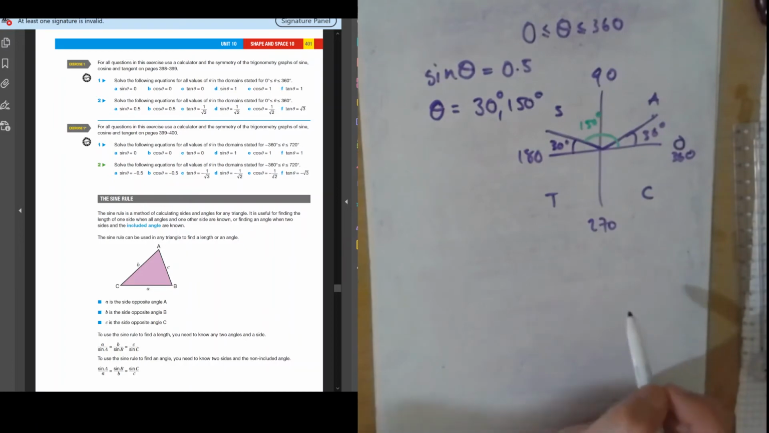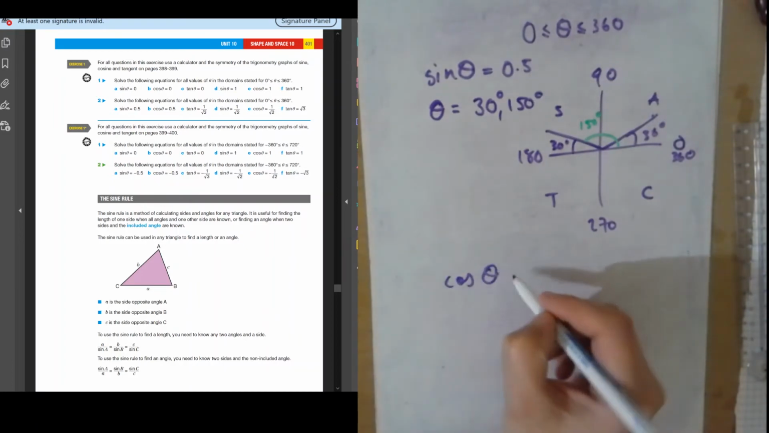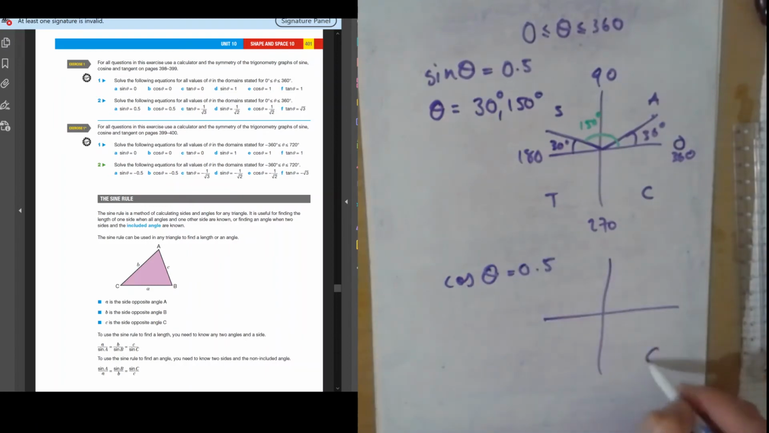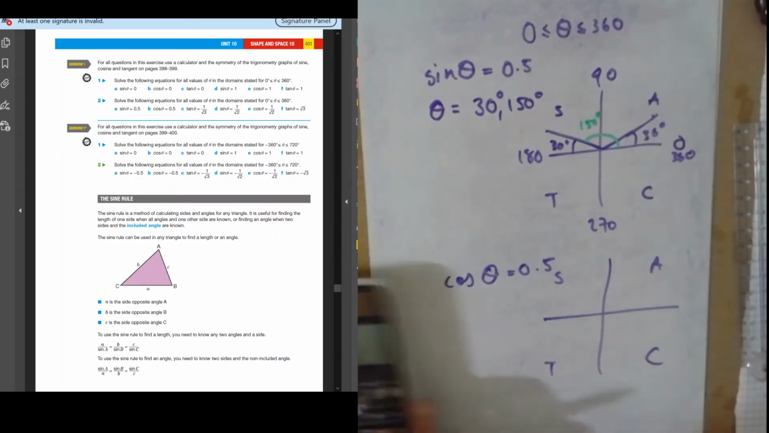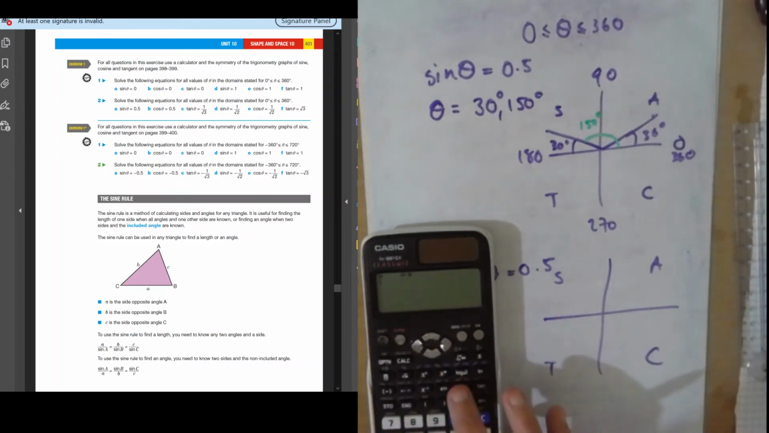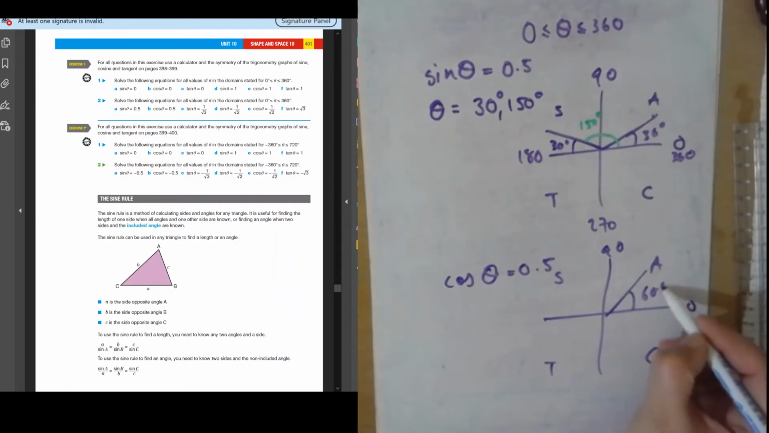Okay, another one, we have cosine. Cosine theta equals a half. So I'm going to draw my CAST diagram again. First of all, what is the inverse cosine of a half? It is 60 degrees. So this is 0, this is 90, so I know 60 degrees is going to be in there.